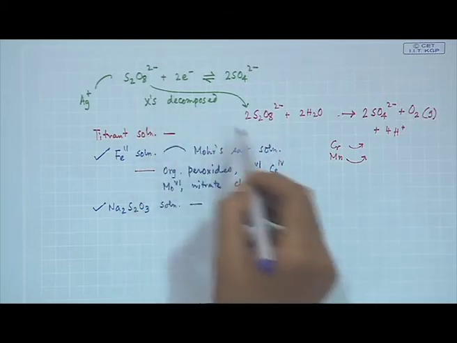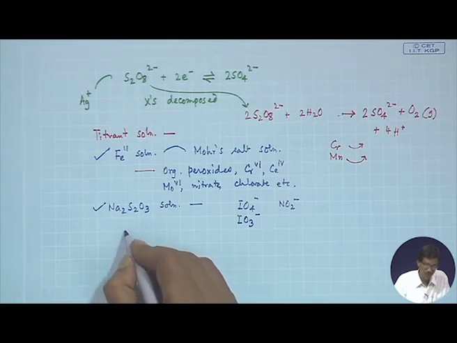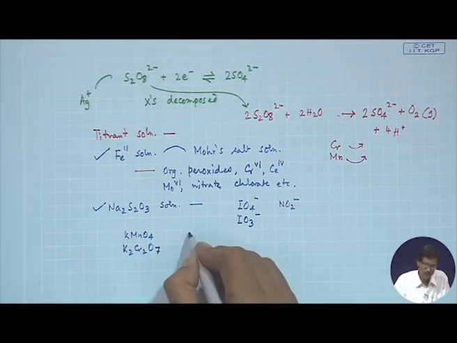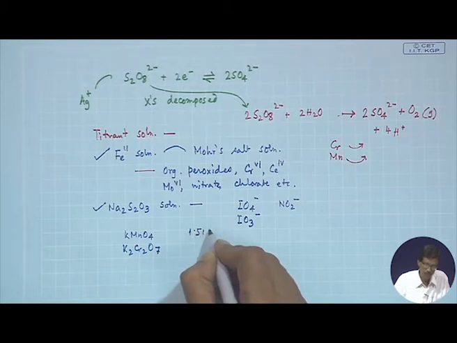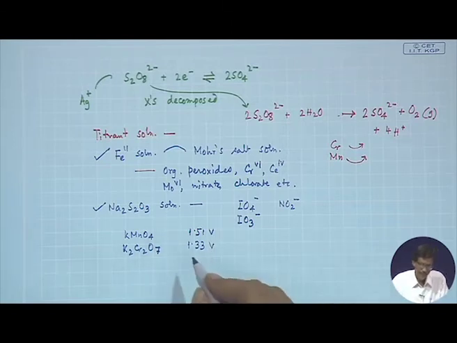Then, as I told you, the corresponding use of the oxidizing agent, that means the KMnO4, K2Cr2O7, because they have the corresponding known potential values of 1.51 and 1.33 volt. Then ferric ion also 1.44 volt.